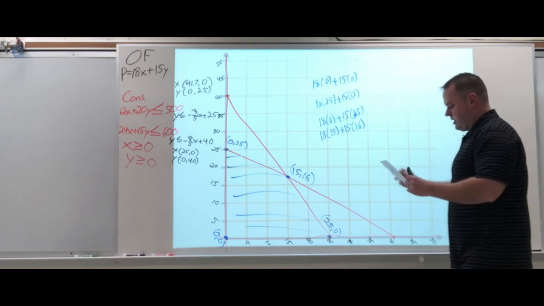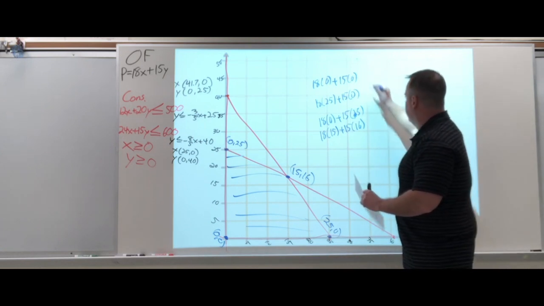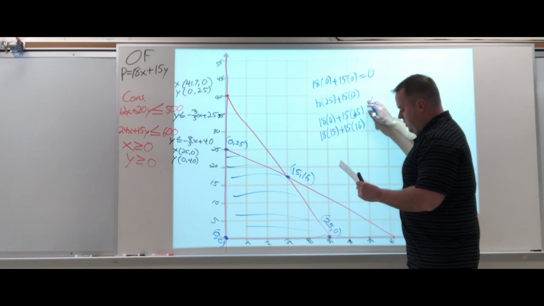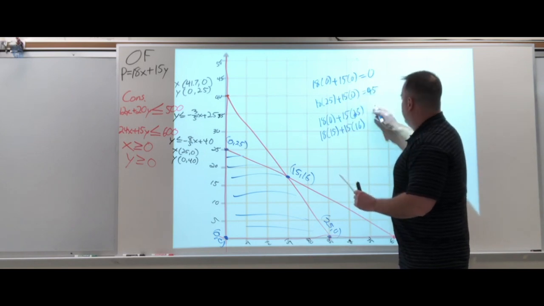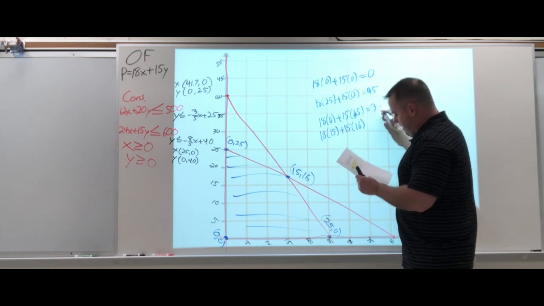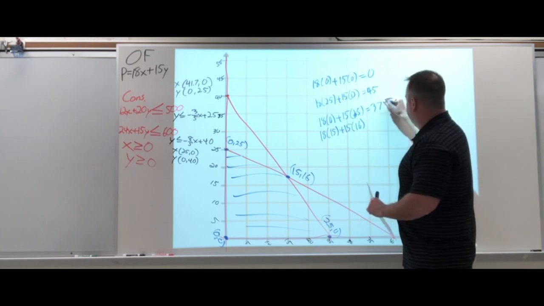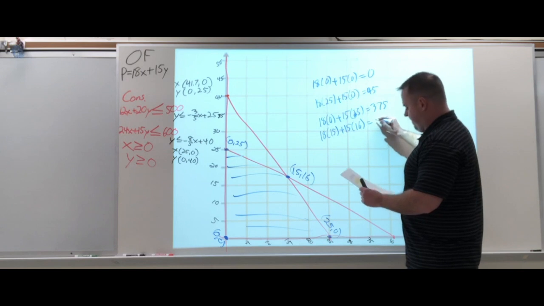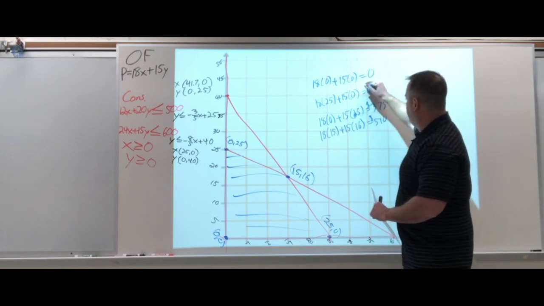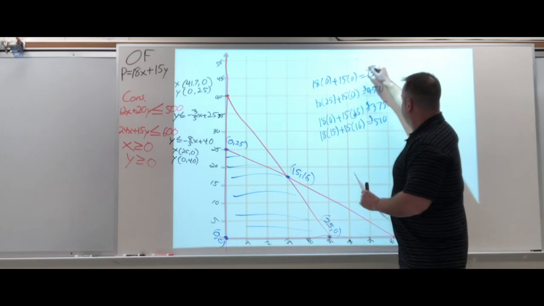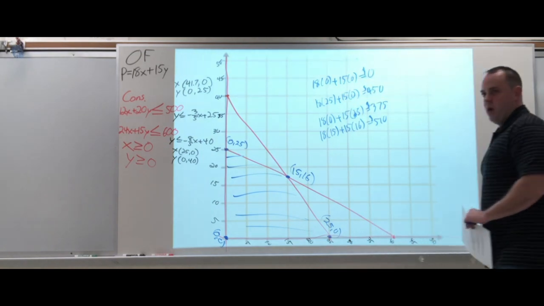Going through that work, I have it here. The 0, 0 is pretty easy. We have 450 here. We have 375 here, and 510. And these are all dollars. This is how much profit. Oh, this should be 450. How much profit each one is.